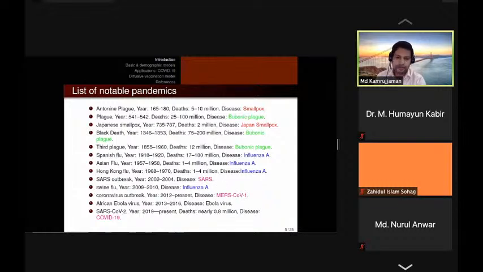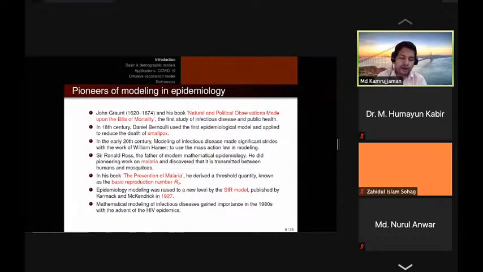So let us continue. Now we are going to consider some of the pioneers who designed the mathematical models, the evolutionary inventions in the area of mathematical modeling and control of infectious diseases. The first, the scientist John Graunt in the 17th century, and his book Natural and Political Observations Made Upon the Bills of Mortality, the first study of infectious disease and public health.